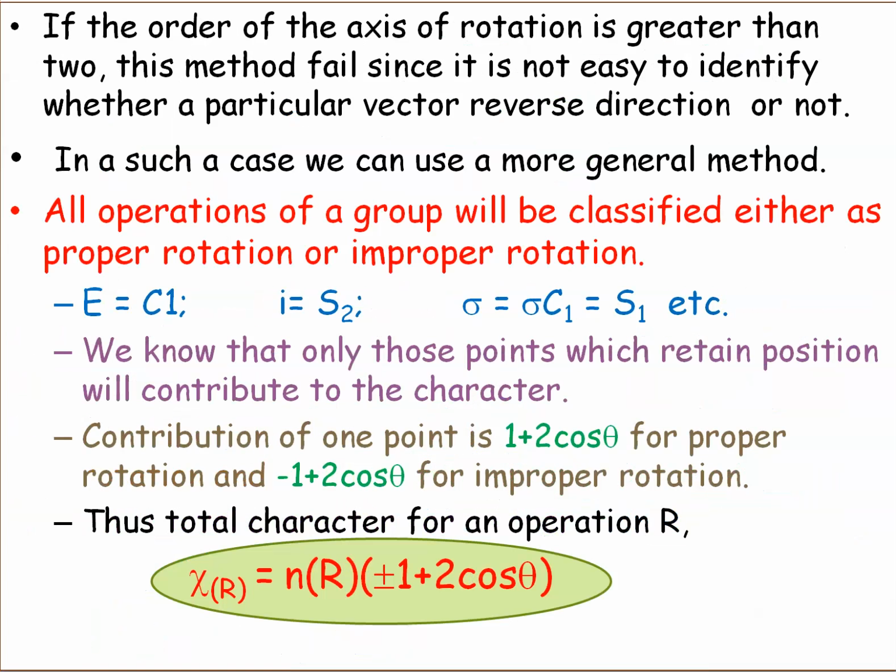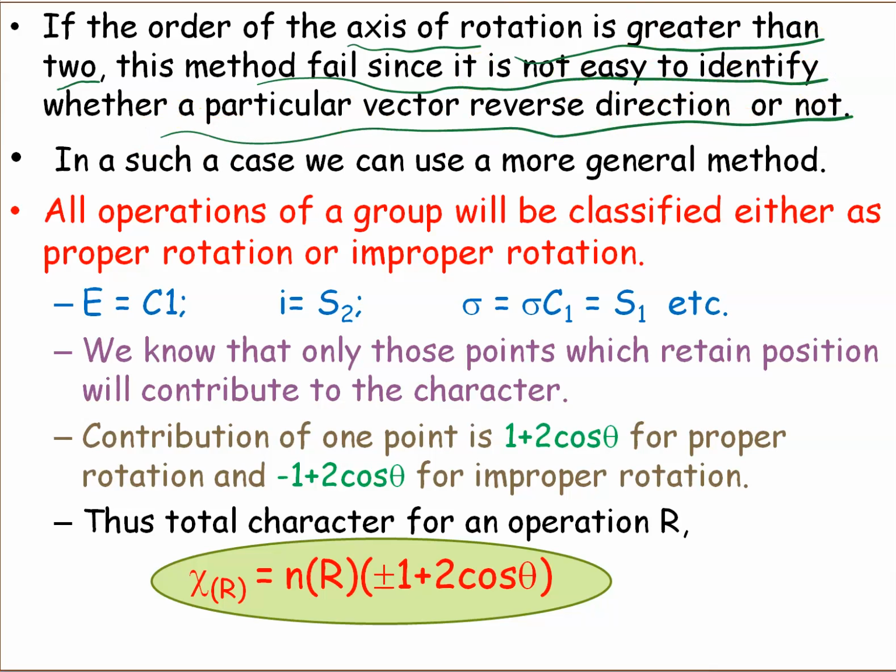Okay. But there is a problem in this shortcut method. If the order of the axis of rotation is greater than 2, this method fails, since it is not easy to identify whether a particular vector reverses direction or not. For example, in the case of a C3 operation, we cannot say directly whether X and Y reverse direction or not. It's very difficult. In the case of C4, C5, etc., we can use a more general method.